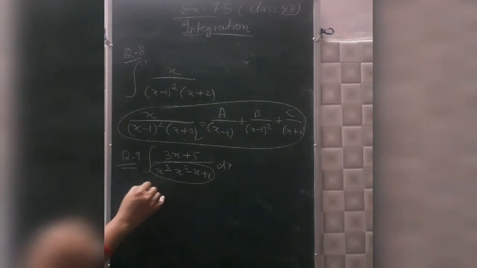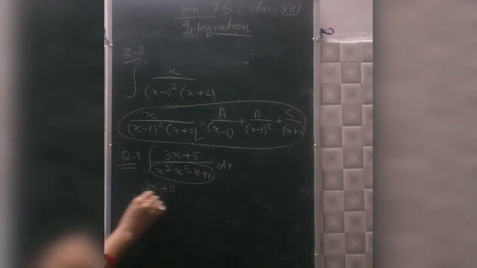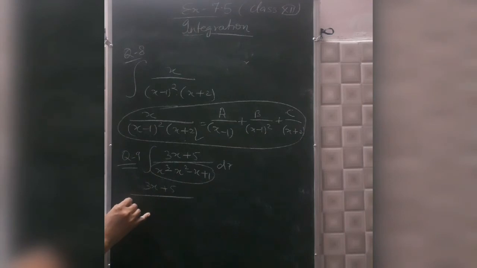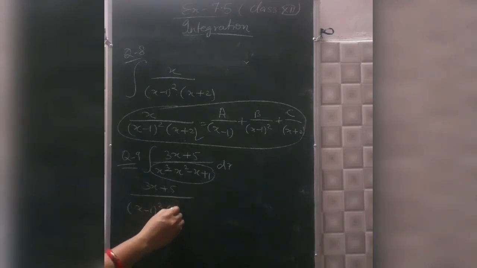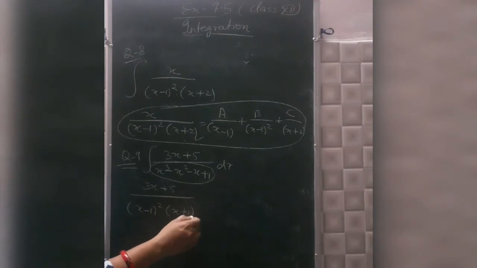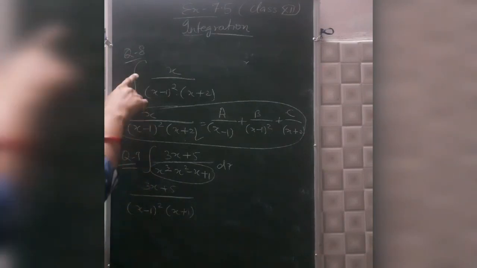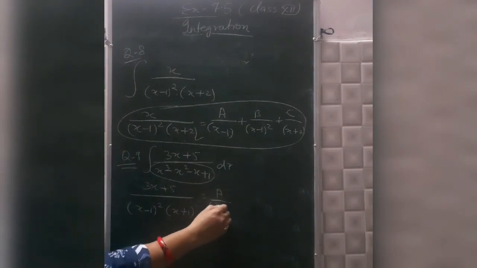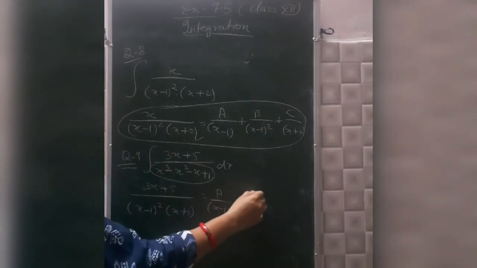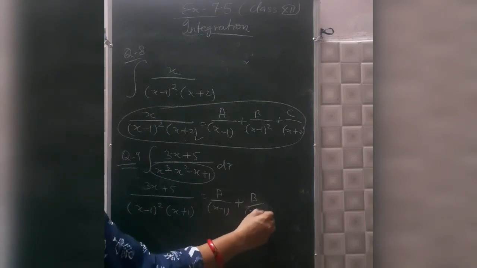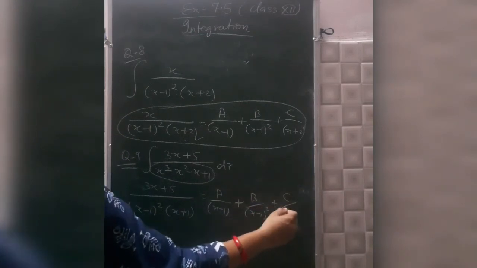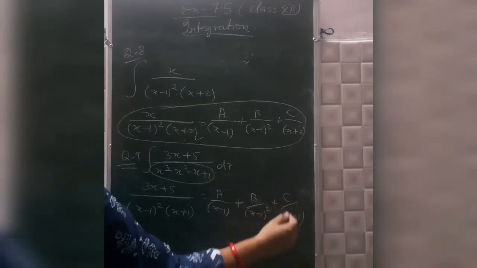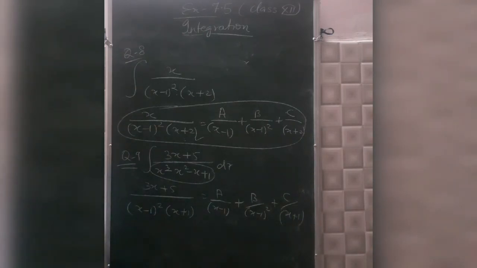So after factorization of this cubic polynomial, you will get three factors, and these three factors are (x minus 1) whole square into (x plus 1). So here also, just like question number 8, you will take A by (x minus 1). The same factor is repeated, so you will take B by (x minus 1) whole square, and plus C, the third factor is (x plus 1). So with C you will take the third factor. So this is question number 9.